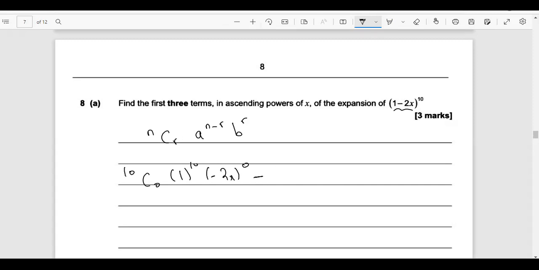Then we have the second term, it would be 10C1, 1 power 9, then minus 2x power 1, and then the third term would be 10C2, 1 power 8, and then minus 2x power 2. So you can simplify this and tell me the values.